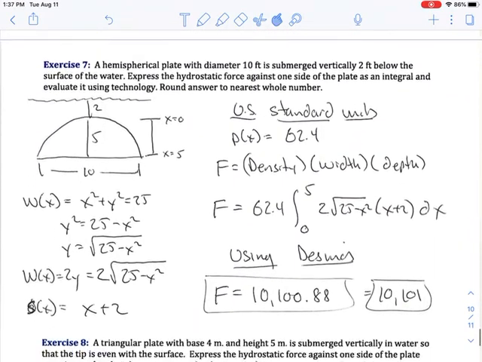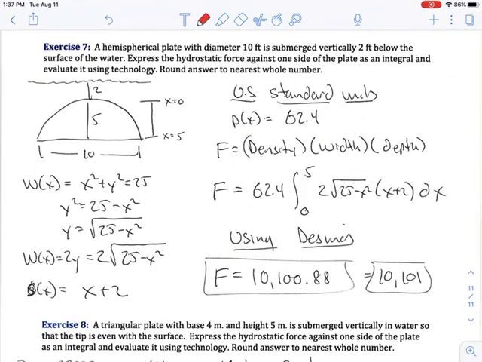Next problem. A hemispherical plate with a diameter of 10 is submerged vertically 2 feet below the surface of the water. Express the hydrostatic force against one side of the plate as an integral and evaluate it using technology. The reason we're going to do this using technology is because we can't actually integrate it using the standard methods that we have. In the next chapter, again, we'll learn some other techniques for doing this. The important part here is to demonstrate that you know how to set up the integral properly.